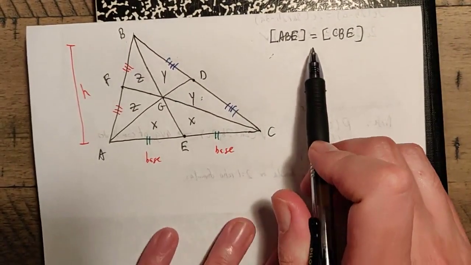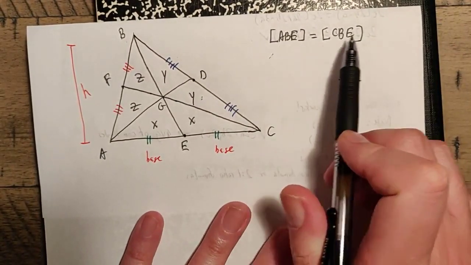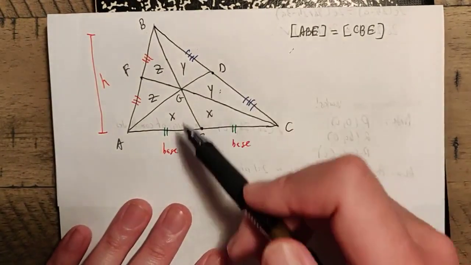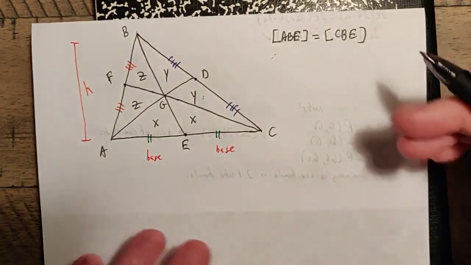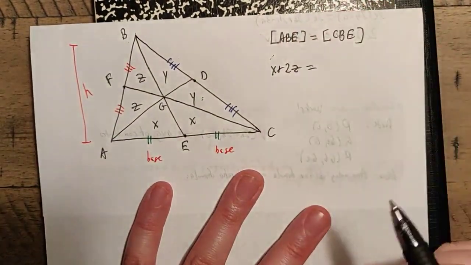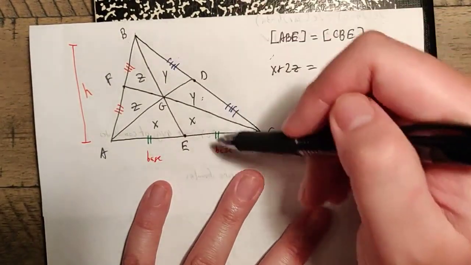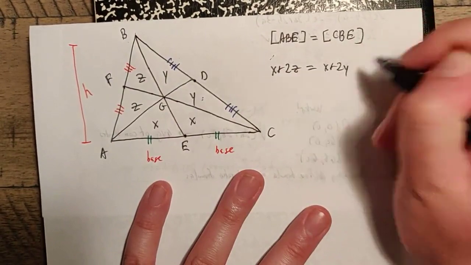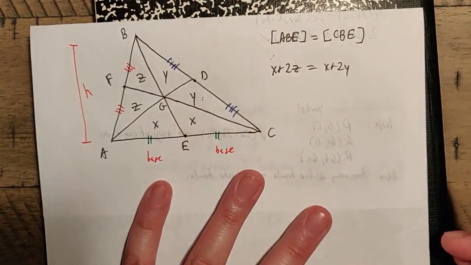But wait, let's go back to what we did here at the beginning. We showed that ABE and CBE have the same area here. That's what we showed at the beginning. But if we take a look at triangle ABE, it has 2 Z's and an X. So therefore, the area of triangle ABE is just X plus 2Z here. Similarly, CBE here is composed of 2 Y's and an X, right? Therefore, 2X plus 2Z is equal to X plus 2Y.